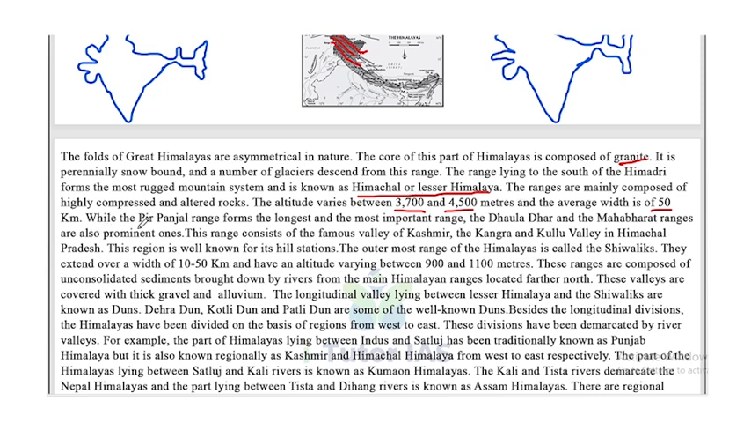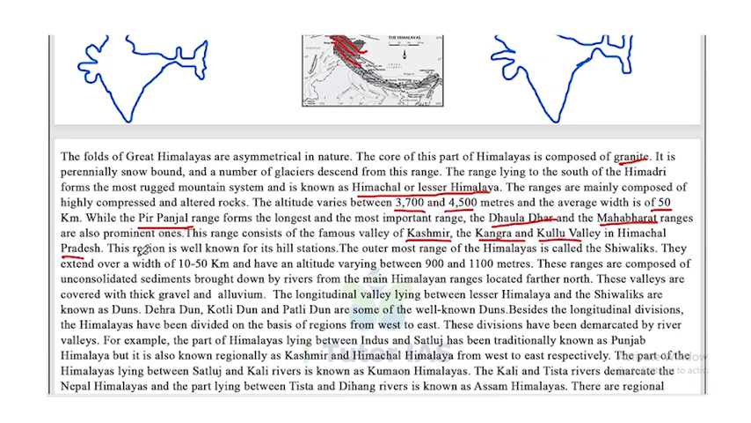The Pir Panjal range forms the longest and the most important range. The Dhauladhar and the Mahabharat ranges are also prominent ones. So these are the important ranges in the Himachal or Lesser Himalaya: the Pir Panjal range, then Dhauladhar, then Mahabharat. This range consists of the famous valley of Kashmir, and the Kangra and Kulu valleys in Himachal Pradesh.